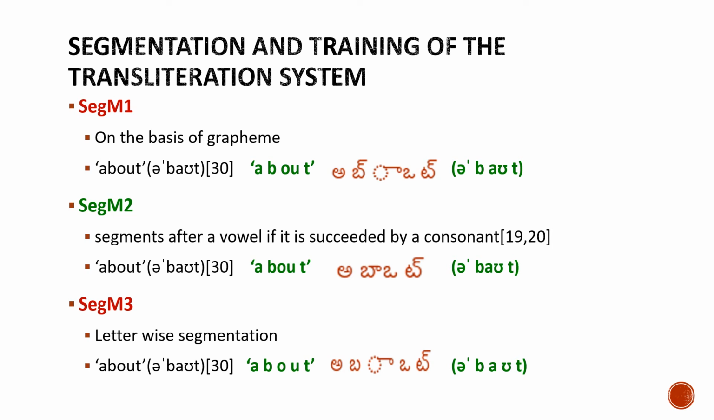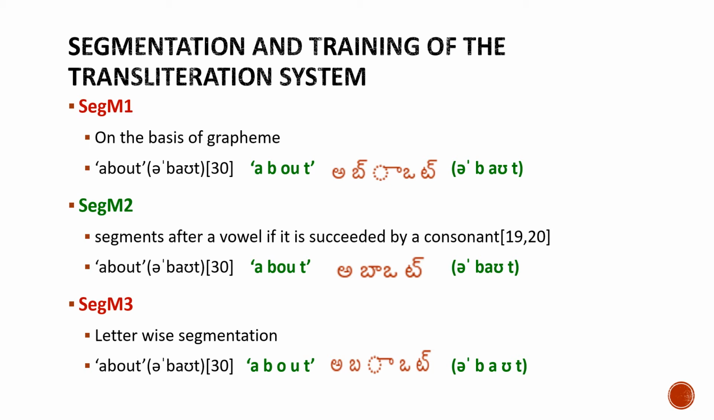Segmentation and training of the transliteration system. Before training a transliteration system, segmentation of the words into small units of letters and graphemes is an important task. For the present work, this is done by 3 different methods, and for each method, 2 different transliteration systems were trained using Moses and Giza++. The first segmentation method segments the source side on the basis of the graphemes and letters identified during database creation. The target side words were segmented into various target side graphemes irrespective of the source side graphemes. In the second method, the source words were segmented after a vowel if it is succeeded by a consonant.